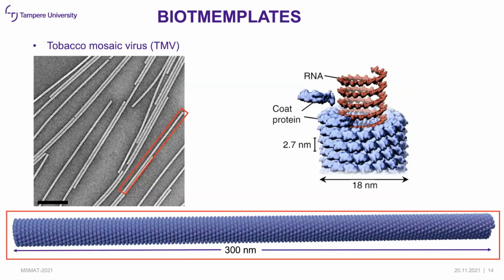So the biotemplates that we use, one of them is tobacco mosaic virus. It's a rod-like virus particle which has a negative surface charge. It's about 300 nanometers in length, and it has 18 nanometers in diameter. It's made up of more than 2,000 small capsid proteins, capsomeres, which are arranged in a helical fashion.